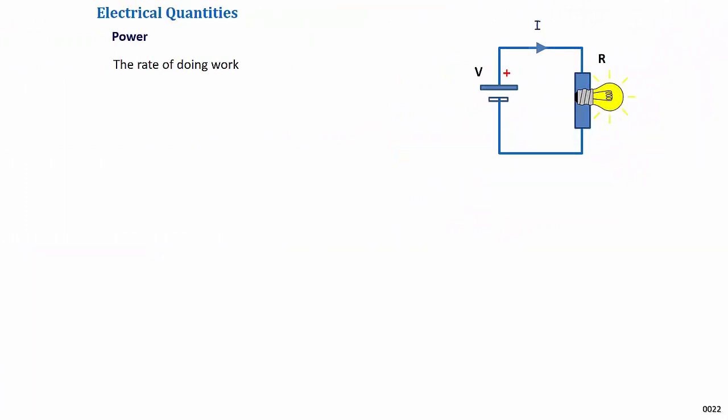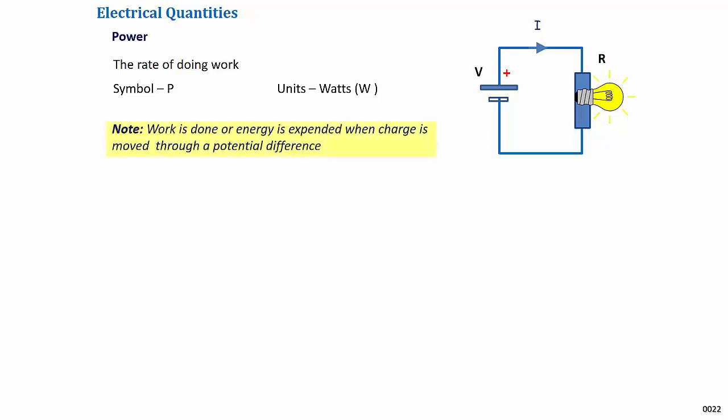Power is defined as the rate of doing work. The symbol associated with power is the letter uppercase P, and its unit is the watt, abbreviated to the letter uppercase W. Work is done or energy is expended when charge is moved through a potential difference.